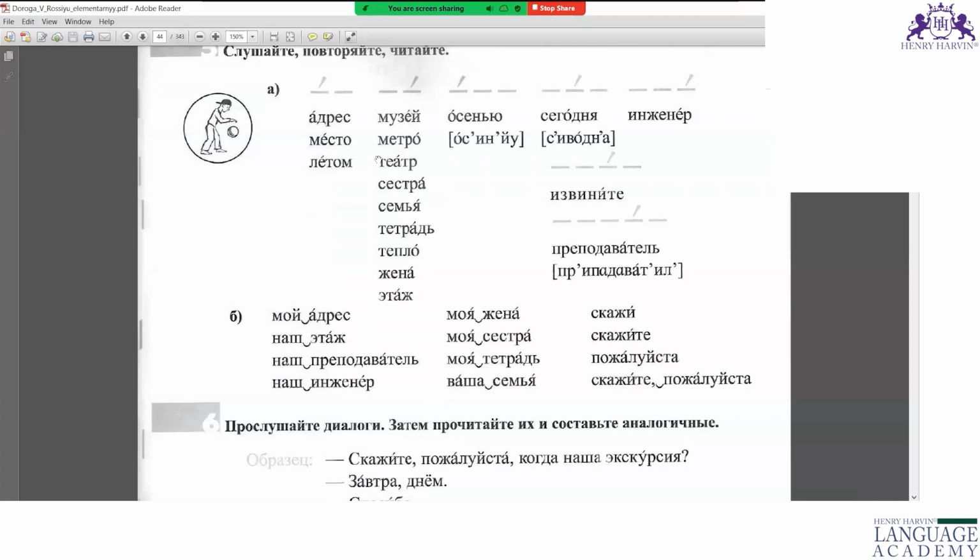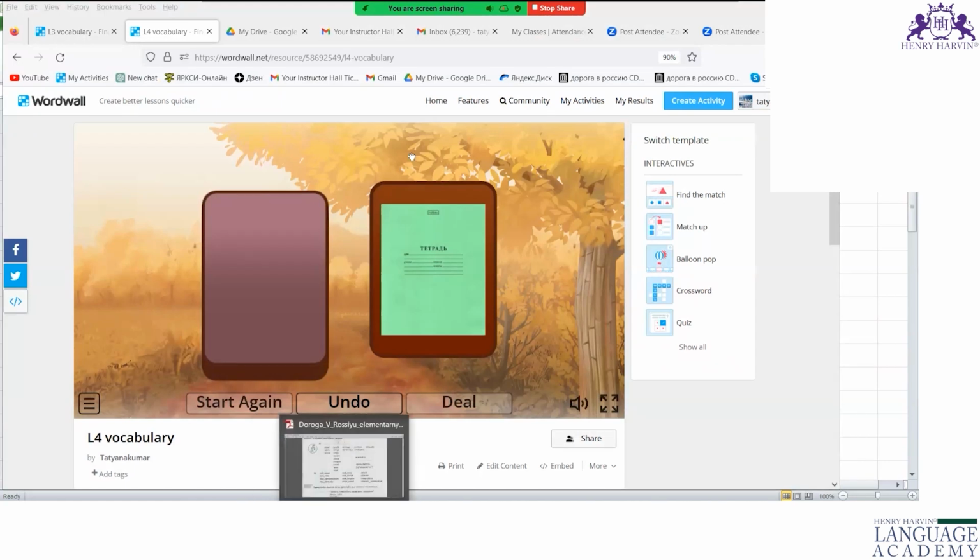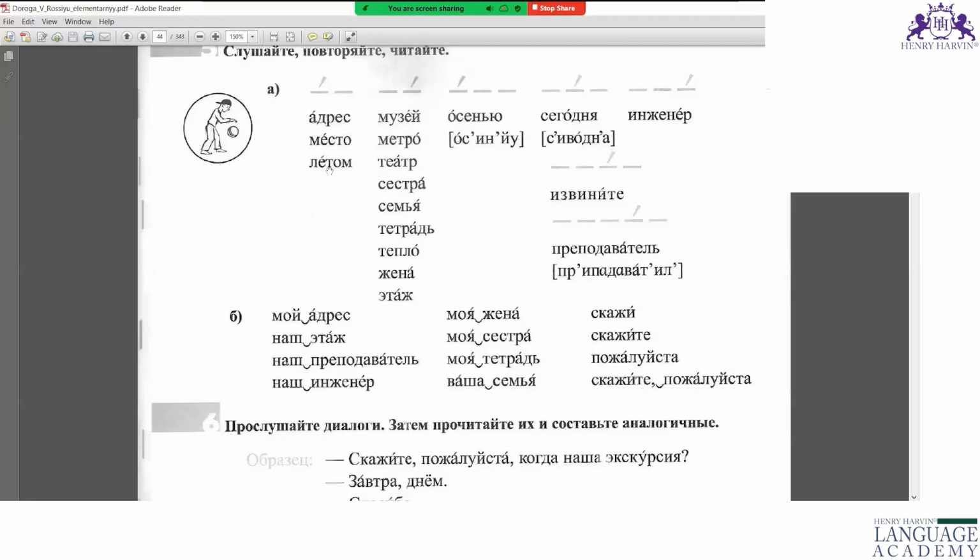Next we have the word address. Address. Again, write it down. It's easy. Место, лето we have. Again, the words are repeated some. Мой адрес, да? Место, seat, place; летом, in summer. Like мой день рождения летом, my birthday is in summer.